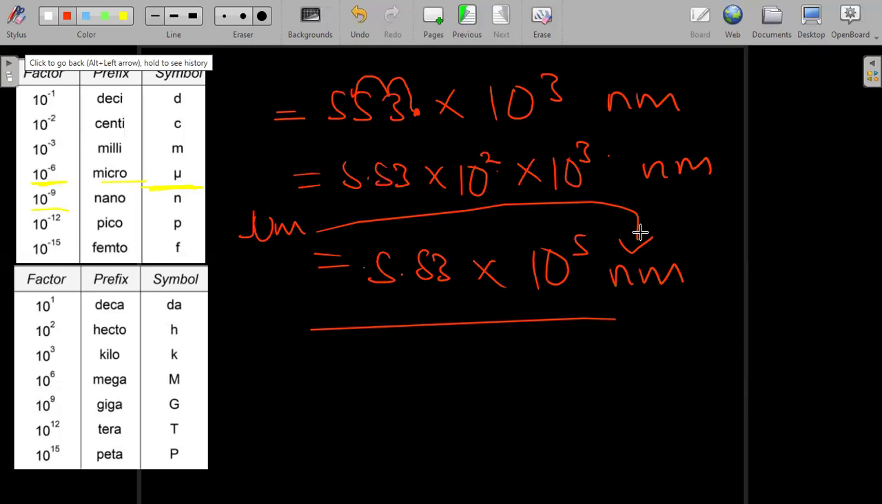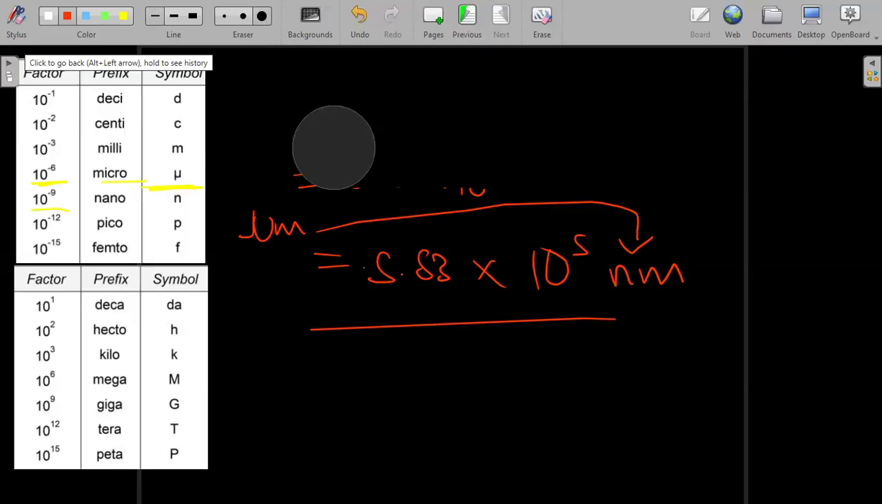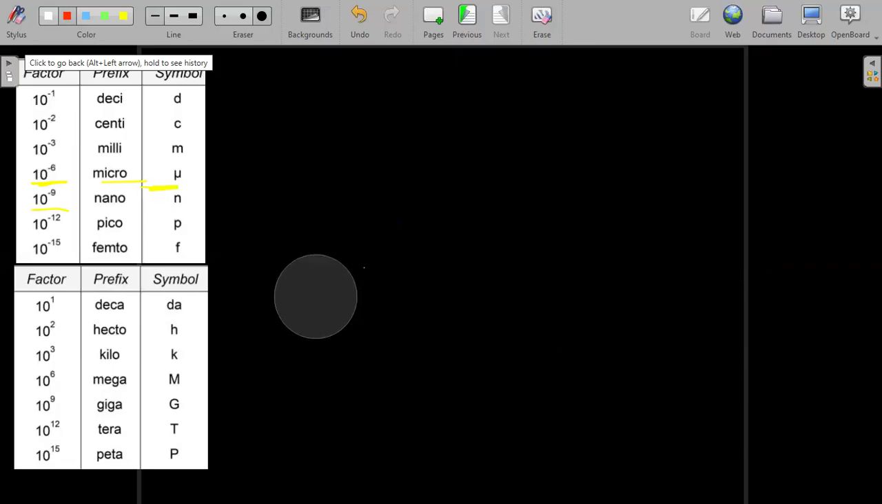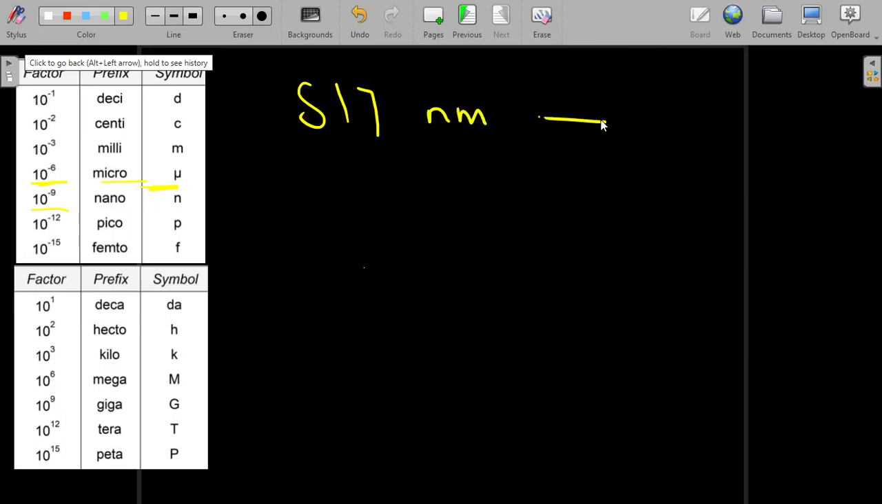All right, so if there are no questions, let's look at the last example for this class. And then I can even give you some practice questions so that you can try out and see if you've understood the concept. So let's convert 517 nanometers to decimeters.